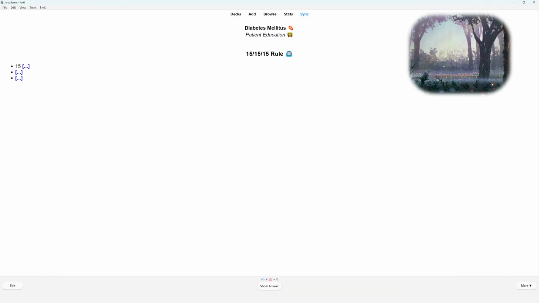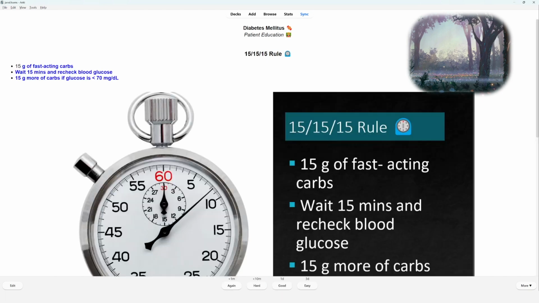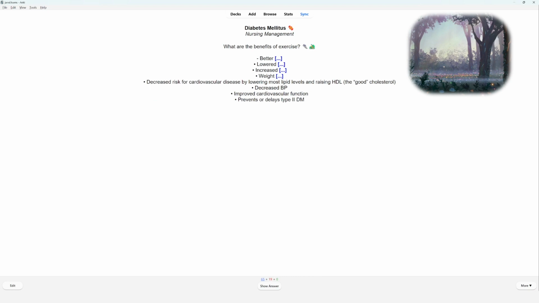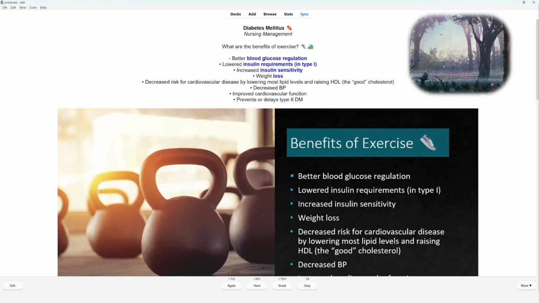15-15-15 rule, 15 grams of carbs, wait 15 minutes. If it's still under 70, give 15 more. Benefits of exercise. Let's see, better blood glucose rate, lower insulin, increased insulin sensitivity.